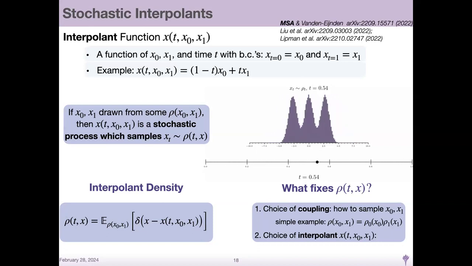But the purpose of this is saying, if I'm randomly drawing x0 and x1 from some density, some coupling, where I get an x0, I get an x1, this could be randomly drawing from each of the marginal densities. I draw something from the base density, I draw something from the target density. But it could also be more complicated. If you do that, and then you evaluate this interpolant function, then actually this sample now, x_t = I(t, x0, x1), is a sample from some intermediate density rho t(x). So this is actually a sample in the intermediate density connecting the two.